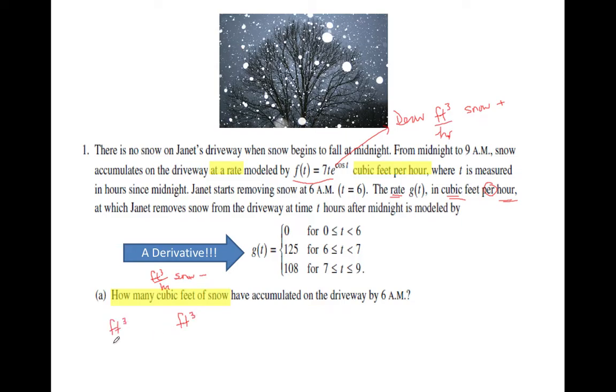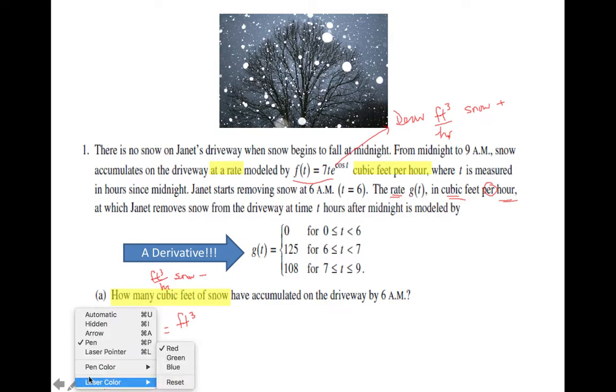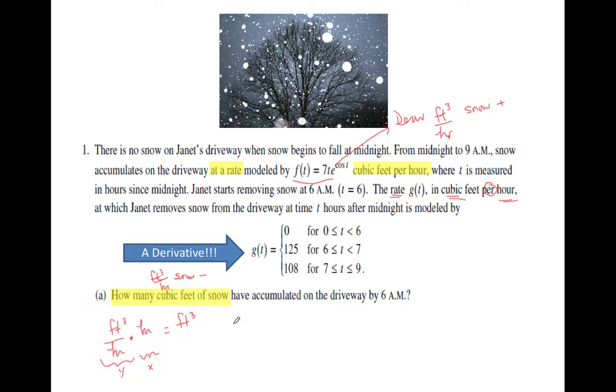When you look at the first problem, problem A, look at the units they're asking you for. How many cubic feet of snow? How do you get cubic feet of snow when the two functions you're given are cubic feet per hour? To get from cubic feet per hour to cubic feet, you need to multiply by hours. What operation do you know that multiplies y units times x units?